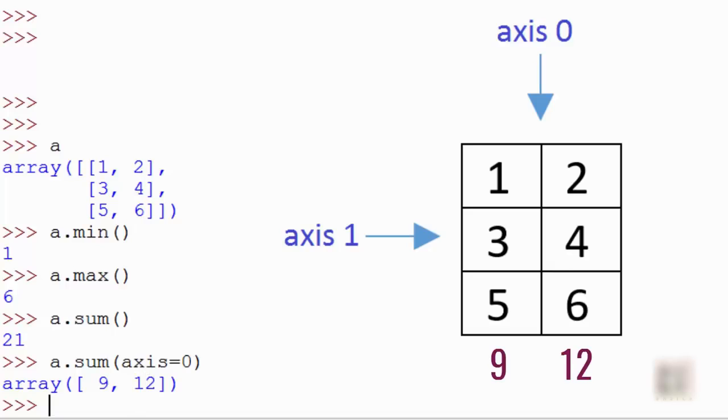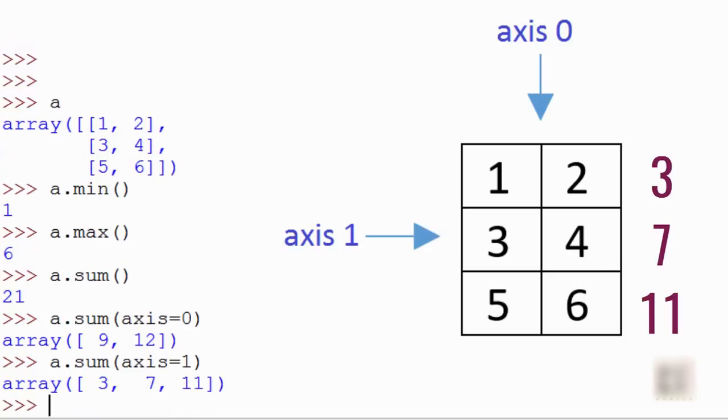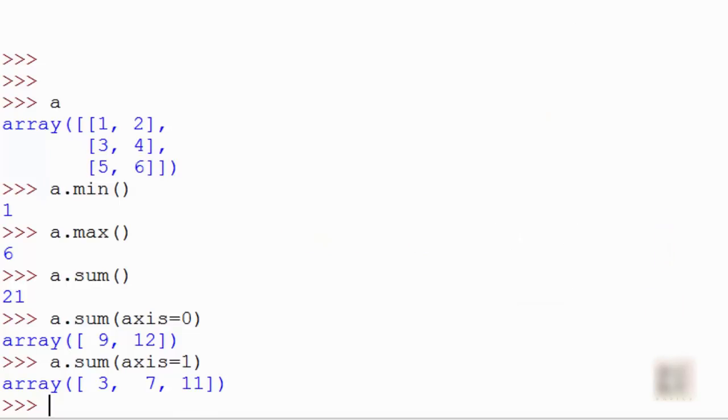If you want to sum all the elements in rows together, then you use axis 1. So here 2 and 1 is 3, 3 and 4 is 7, 5 and 6 is 11. So that's what it did. That's what the axis means here.